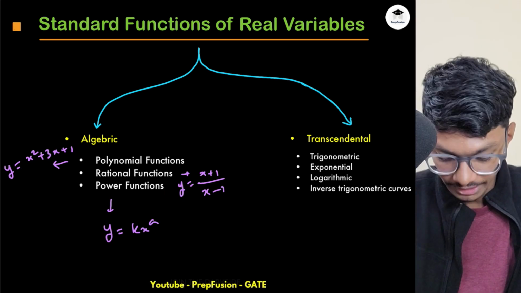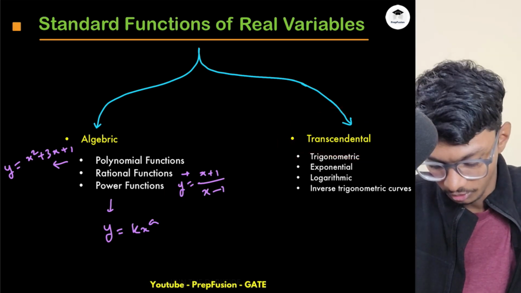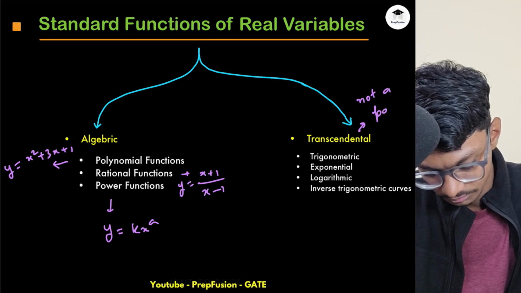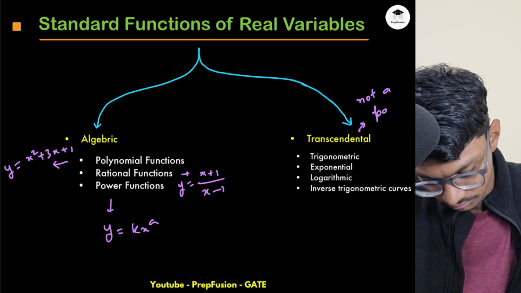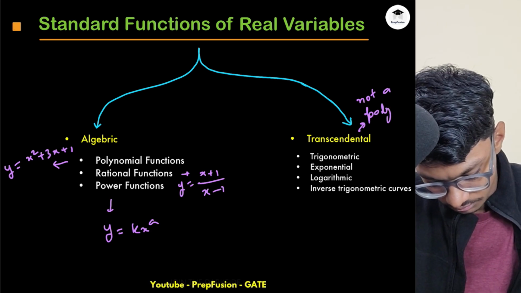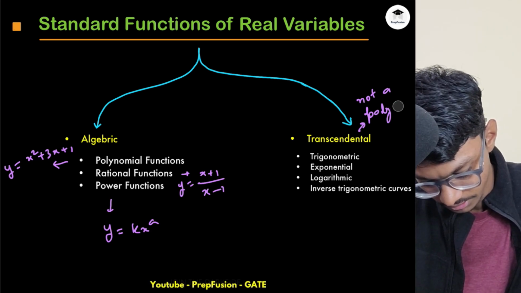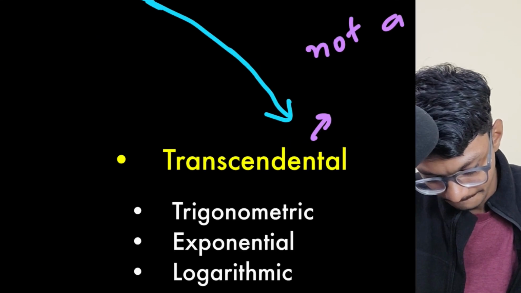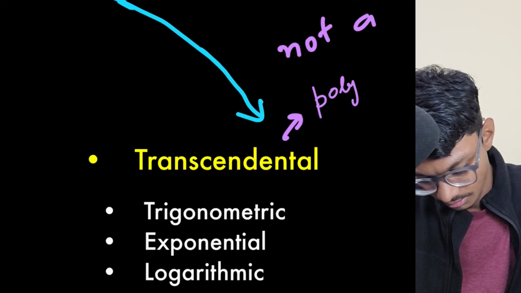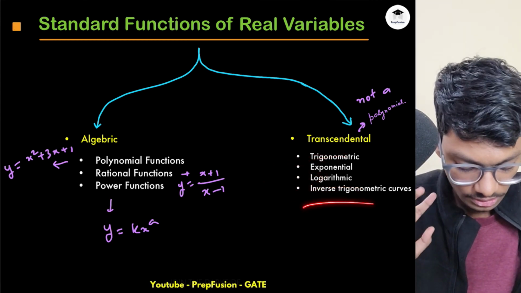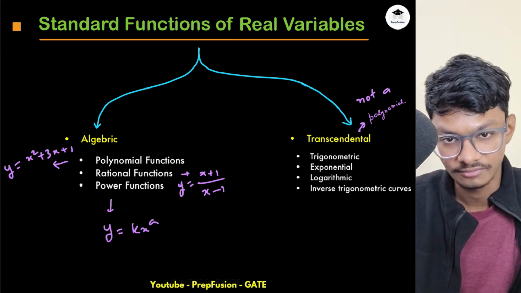Transcendental will never be a polynomial, not a polynomial. It can be trigonometric, exponential, logarithmic, and inverse trigonometric. We'll see the standard graphs, so there we'll understand.